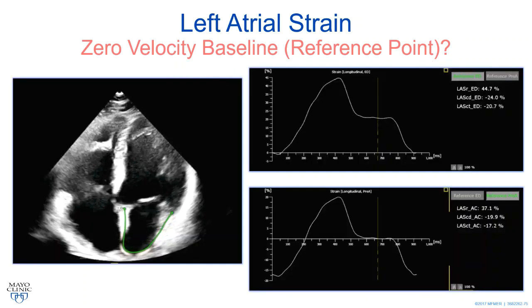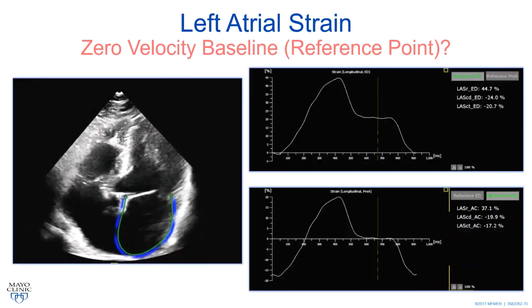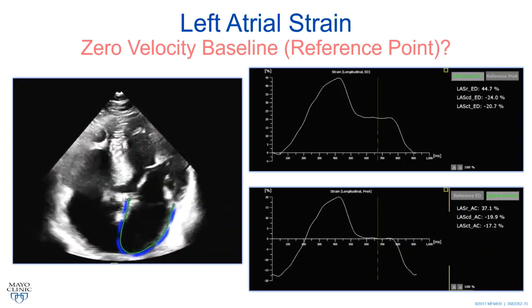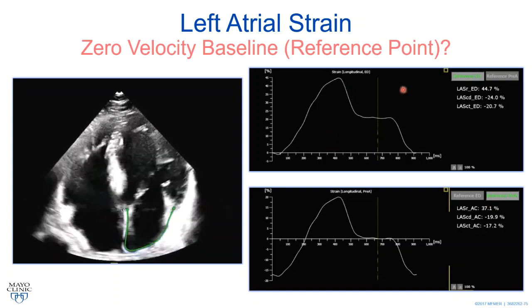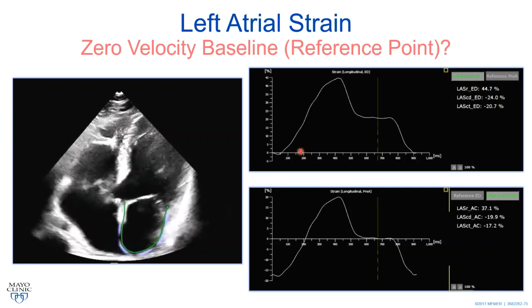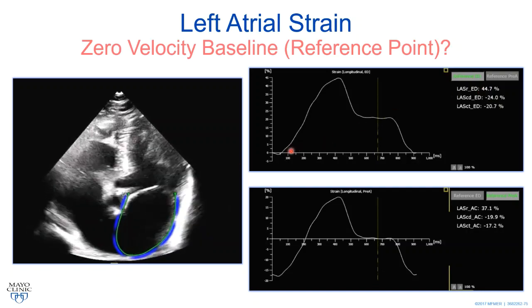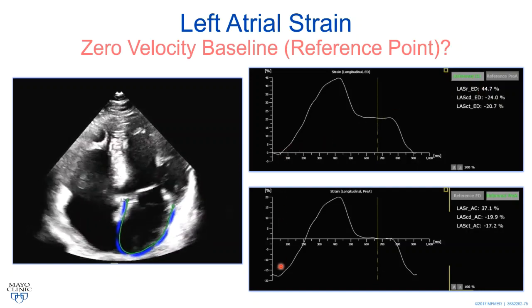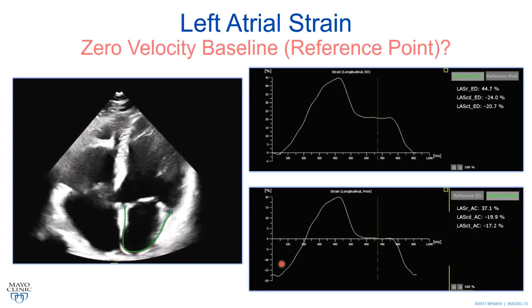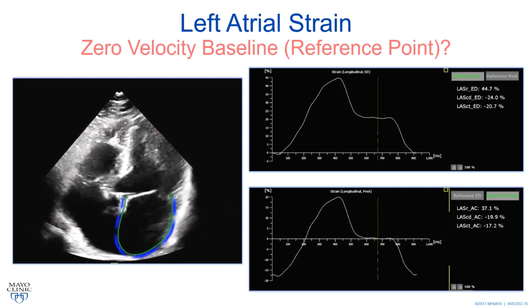So in our patient here, where we are looking at the LA strain, you can appreciate that the LA reservoir strain is a little bit more when we have the zero velocity baseline measured at the end of diastole than at the beginning of the P wave, 44.7 versus 37.1%.